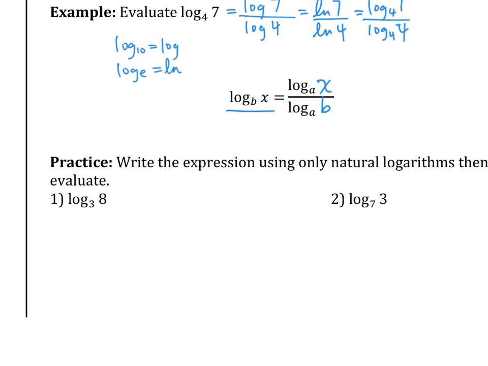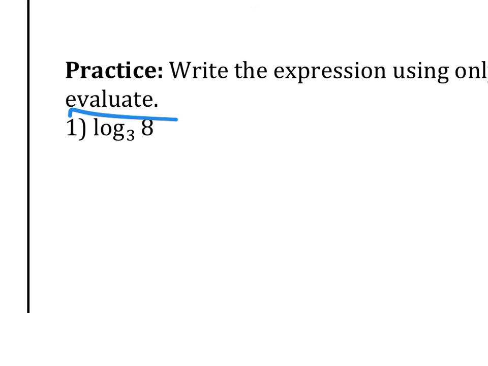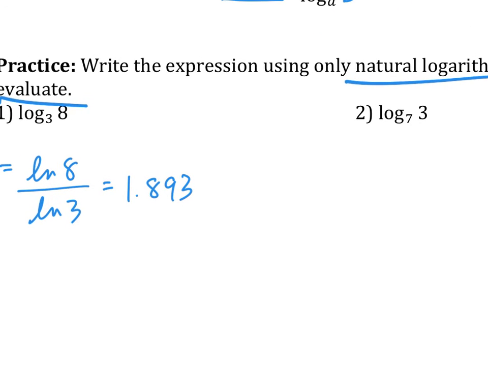All right, let's practice using only natural logs and then evaluate. So for example, this one, you would say this is natural log 8 over natural log 3, and then use the calculator, and the calculator says 1.893. So go ahead and use the calculator for this one, figure out what this number is. This number is 0.565.